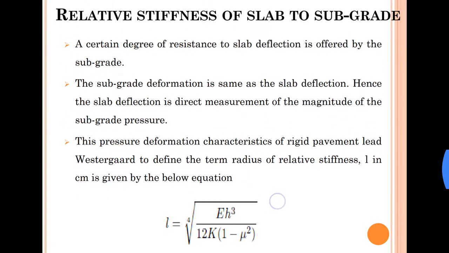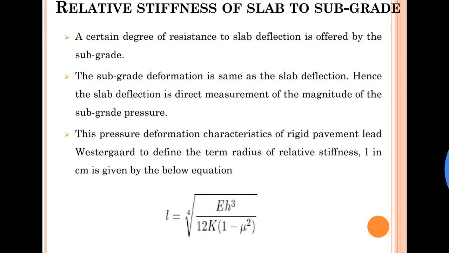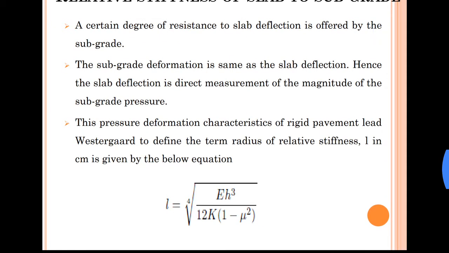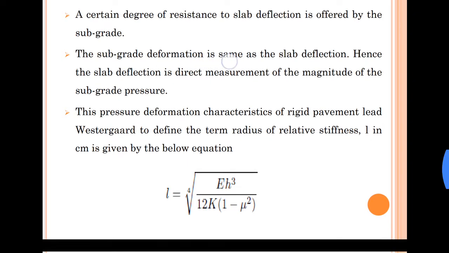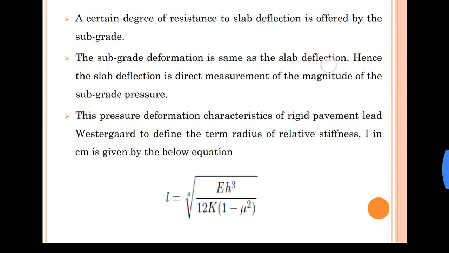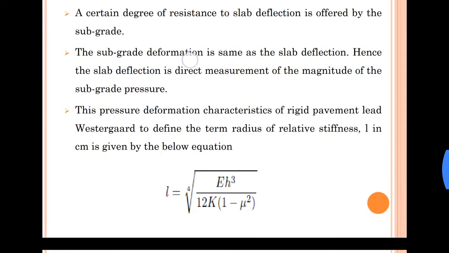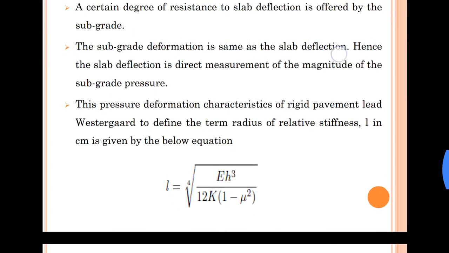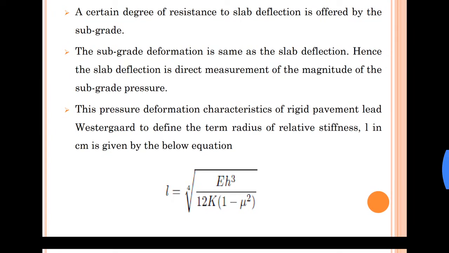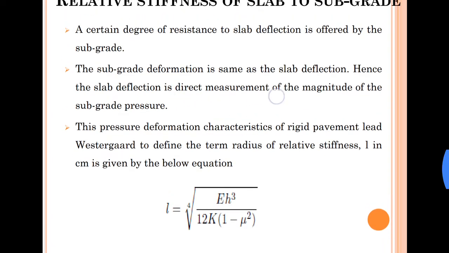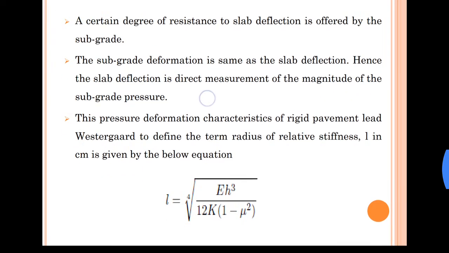Then we have relative stiffness of slab to subgrade. Now what is this? A certain degree of resistance to slab deflection is offered by the subgrade. So the subgrade will offer some type of resistance to deflection. The subgrade deformation is the same as the slab deflection. So the subgrade will deform in a similar fashion, however the slab which is placed over it will deflect. Hence the slab deflection is a direct measurement of the magnitude of the subgrade pressure.